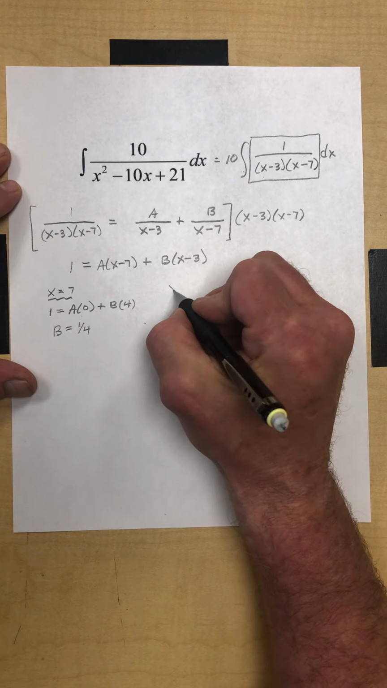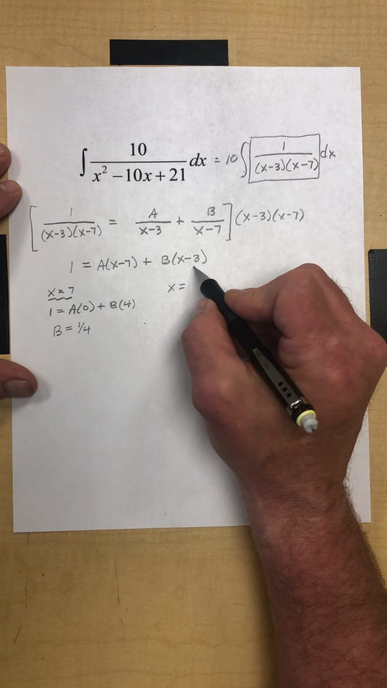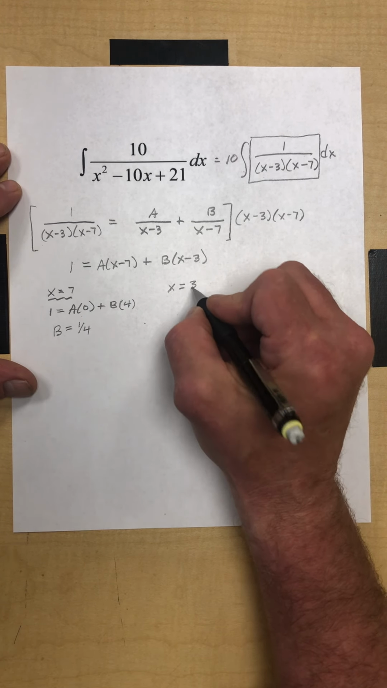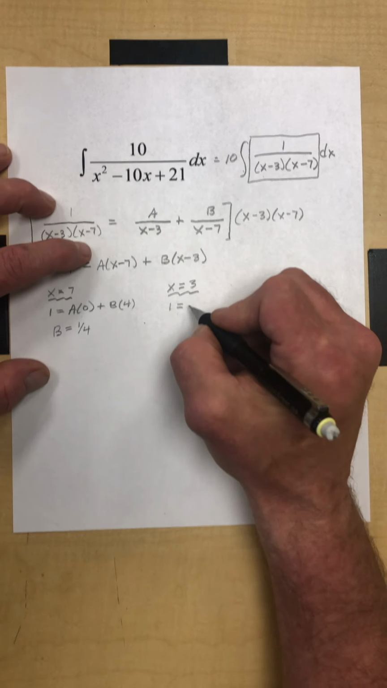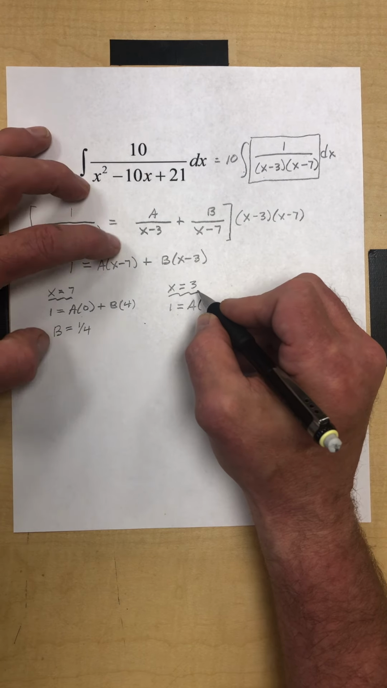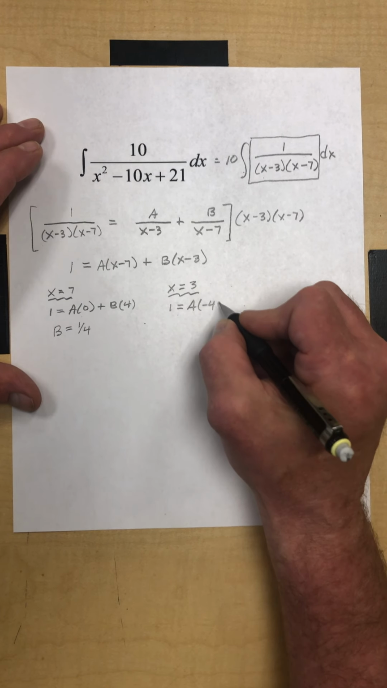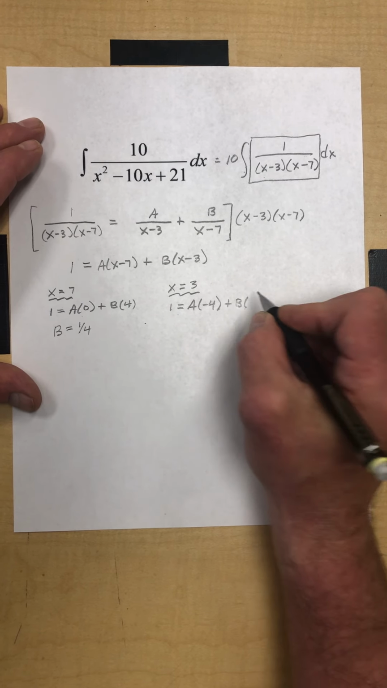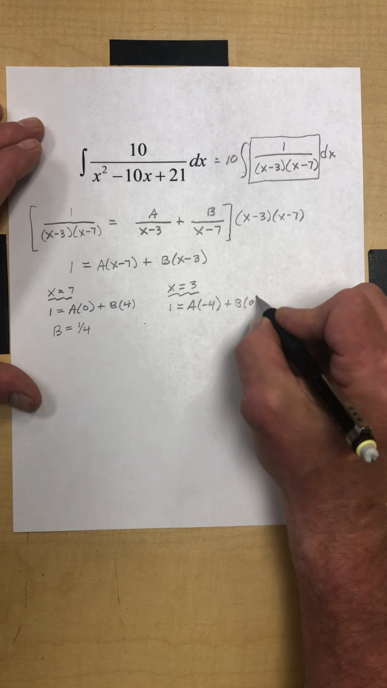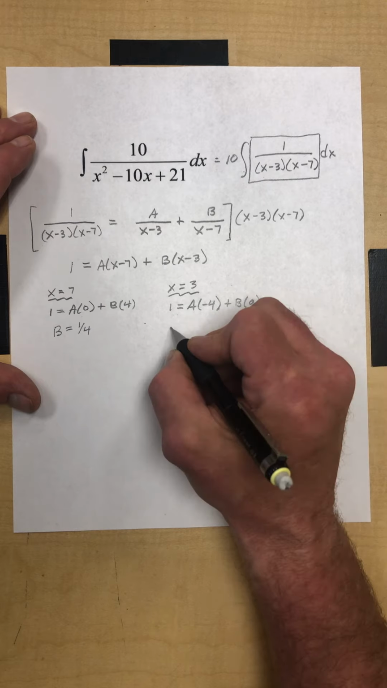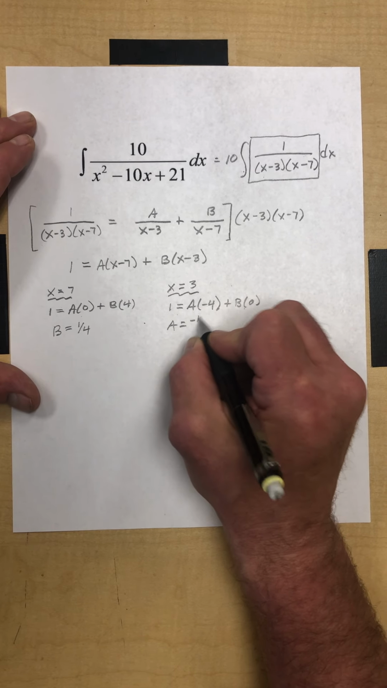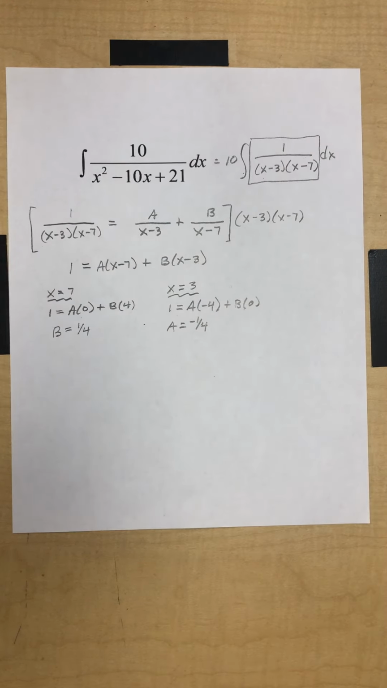Okay. Now, how about we get this guy to cancel off? So we choose x equals 3. Okay, so I get 1 equals a times, let's see, 3 minus 7 is negative 4. Okay, plus b times 3 minus 3 is 0. So this cancels off. So I'm left here, divide by negative 4, so I get a equals negative 1/4. Okay. All right, so let's see.